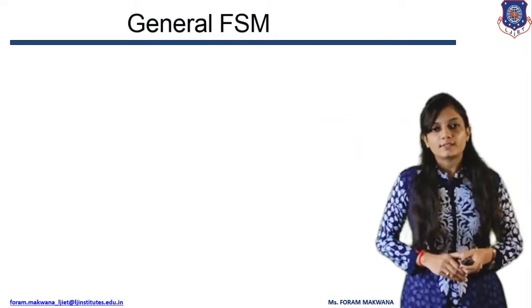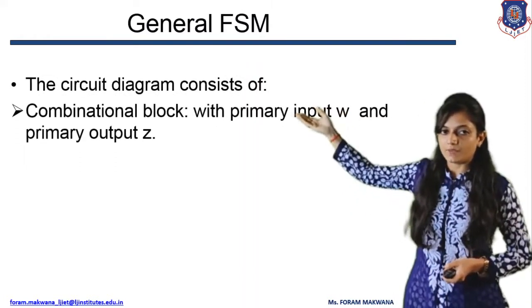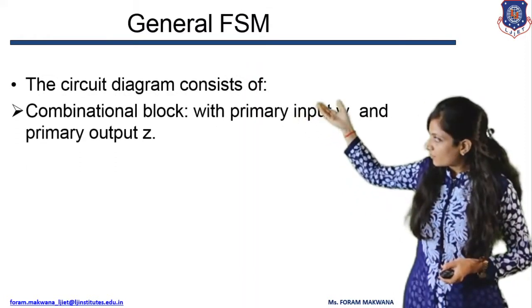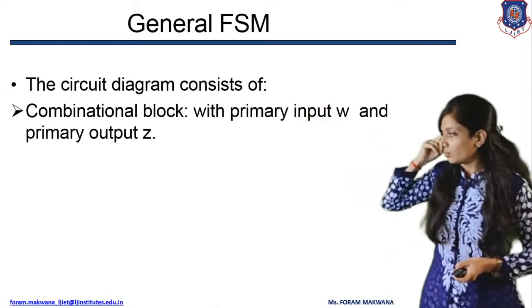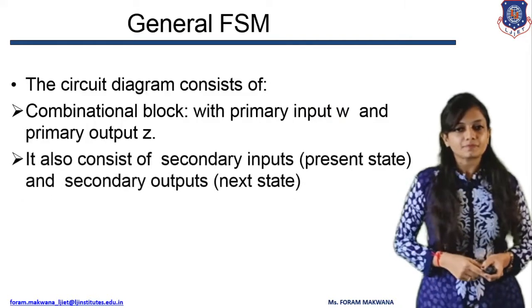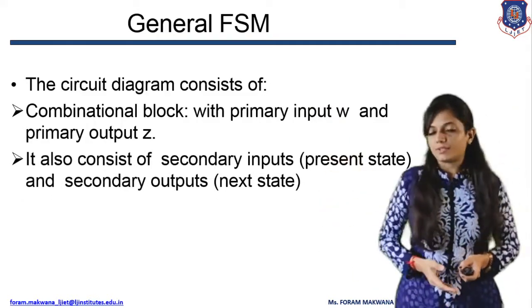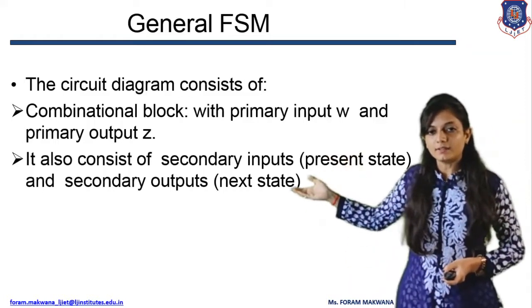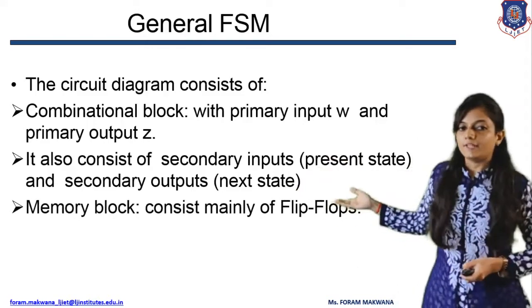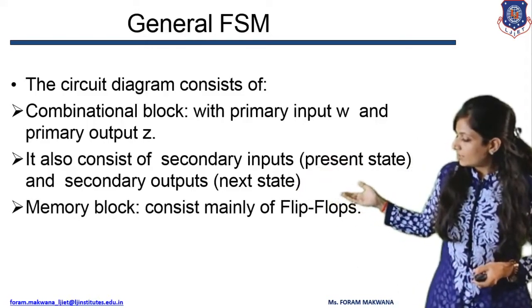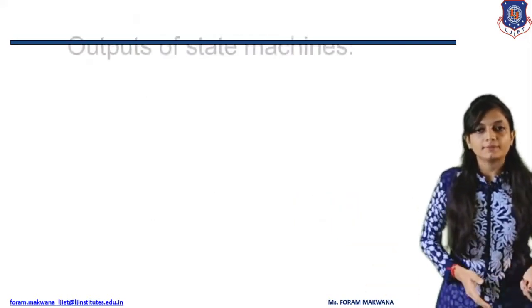Now, generalized FSM. This is the theory portion in which we have seen the circuit diagram consists of a combinational block with primary input W and the primary output Z. It consists of secondary input and secondary output, represented as present state and the next state. Apart from that, we need to use a memory which is a combination of a number of flip-flops, right?